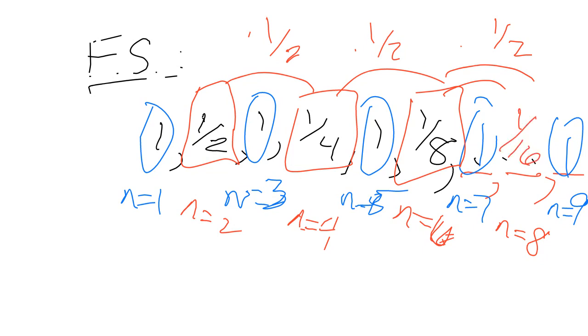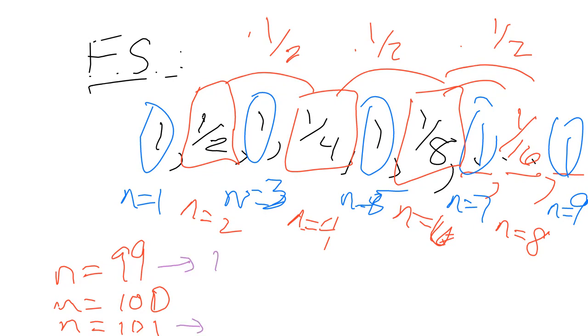So the question would be then, what's the value of the 100th term? Maybe we should do the value of the 99th term, the value of the 100th term, and the value of the 101st term. Well, 2 of these are going to be pretty easy, right? What's the value of the 99th term? 1. The value of the 101st term is going to be 1. The question is, what's the value of the 100th term?